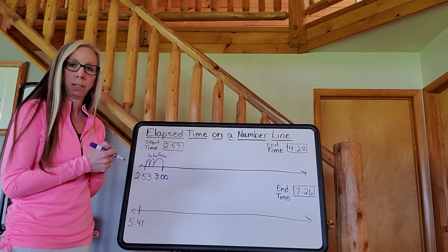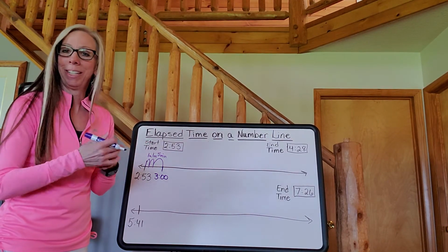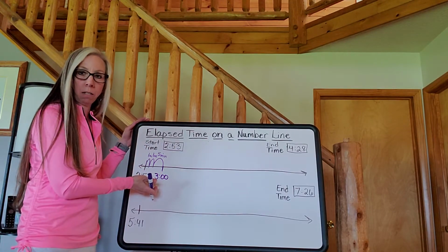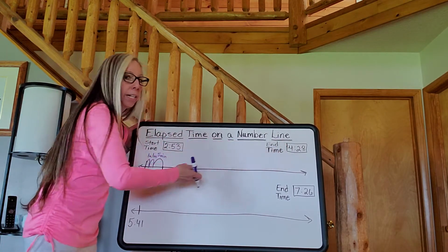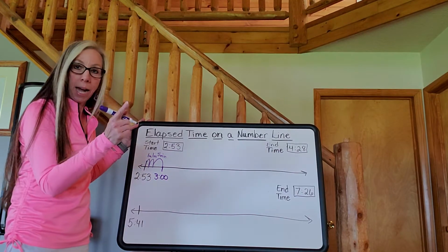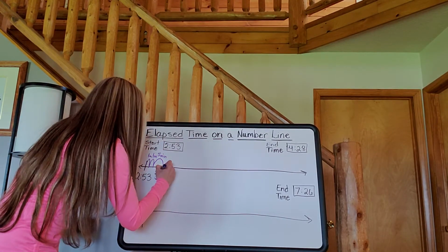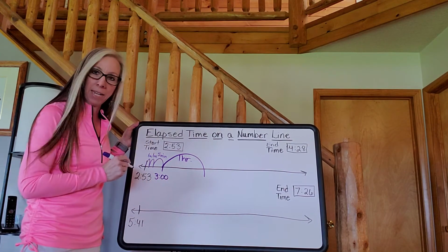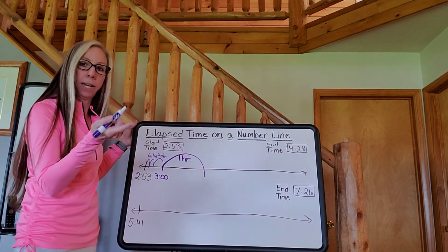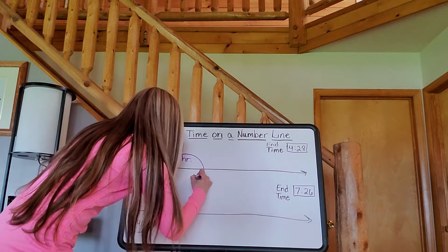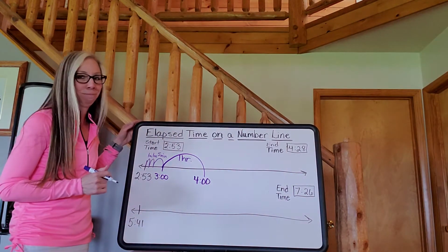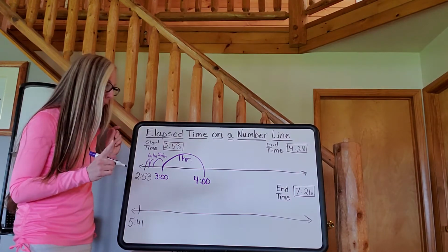So can we hop by an hour? You're right, we can, because if we add 1 to 3, 3 plus 1 is 4, and 4:28 is after 4 o'clock, so we can add 1 hour. So let's do that. So we're going to add an hour. What time is it now? Well, 3 plus 1 is 4, so it's 4 o'clock. Are we there yet? No, we're not there yet, but we're getting closer.